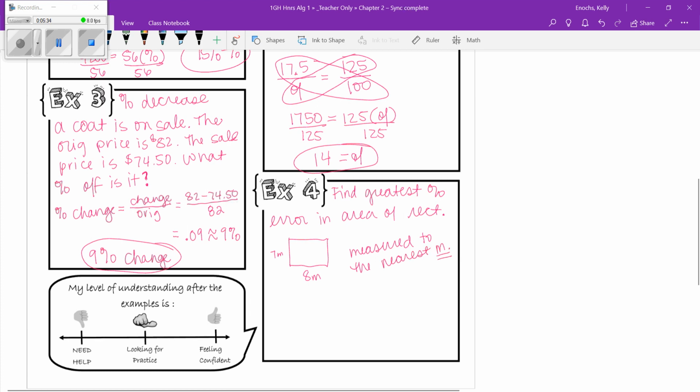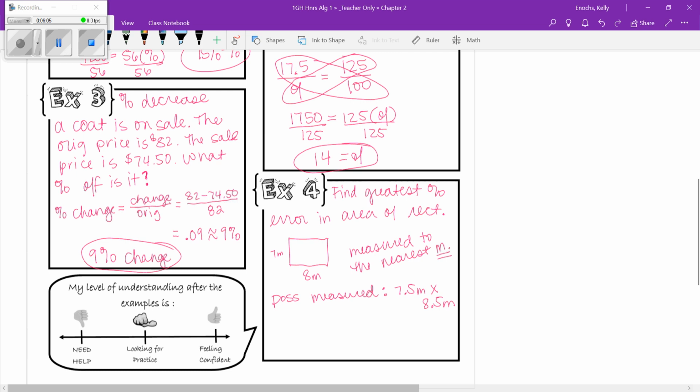They need to know what measurement you were coming to so that you can base your estimates off of that. So if we're rounding to the nearest meter, then that means we can be off by half a meter. Remember, if you're rounding to a whole number, then from 0.5 up would round. So possible measurements could be up to half a meter off. And that could be 7.5 meters by 8.5 meters. So it could be off by half a meter.